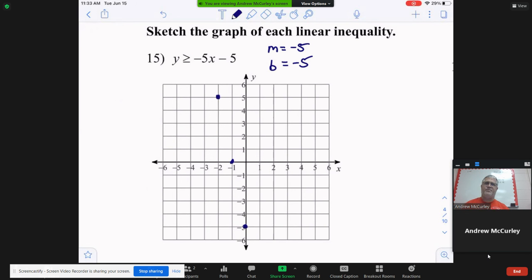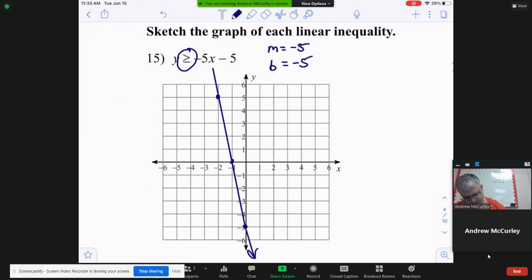Now we've got 2 questions we have to ask ourselves. Number 1 is, are we going to draw a dashed line or are we going to draw a solid line? Well, the answer is right here. If it is an or equal sign, that means the line is included, means we are going to draw a solid line. So there we go. We're going to put that solid line up here.